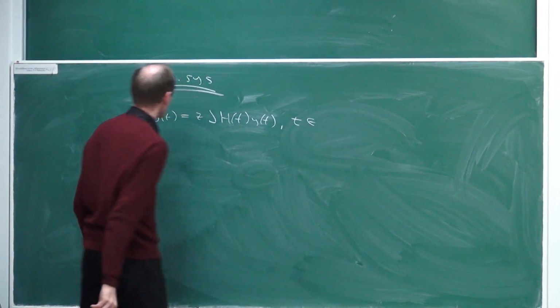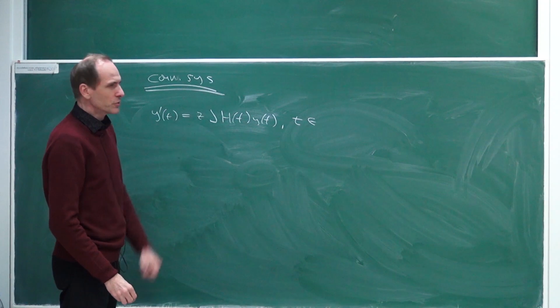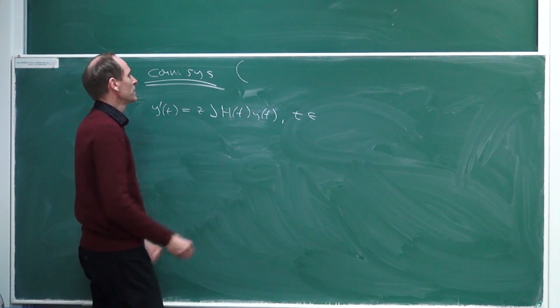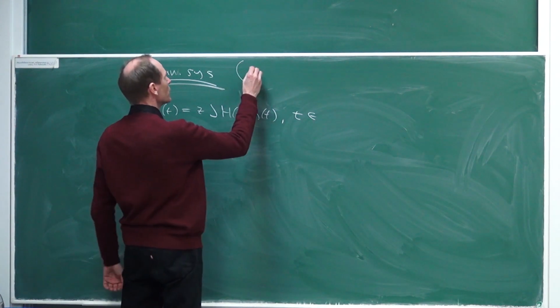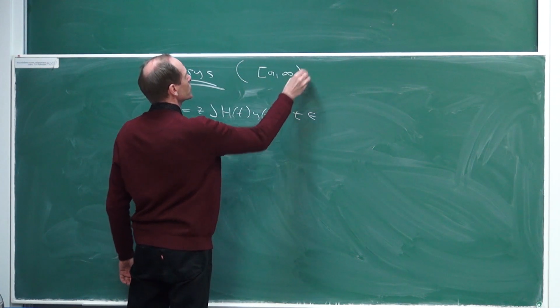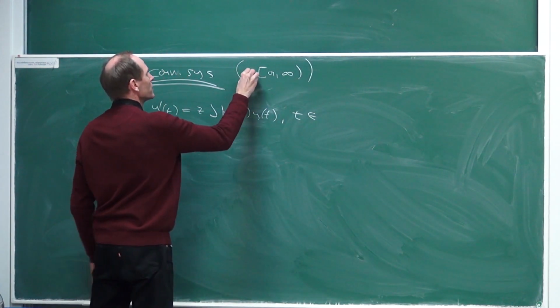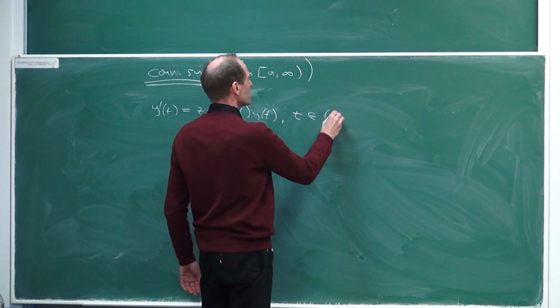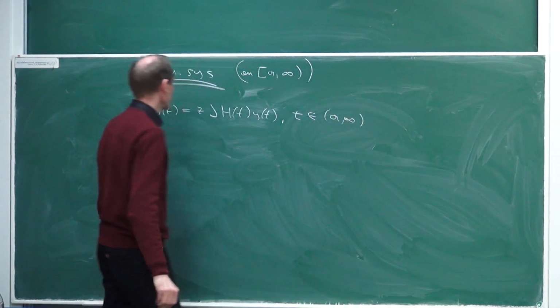So where is t? I should be more specific in this place. I will consider a canonical system on the half line, so let's say on a half line starting from some point a up to infinity. So that equation should hold on that half line.